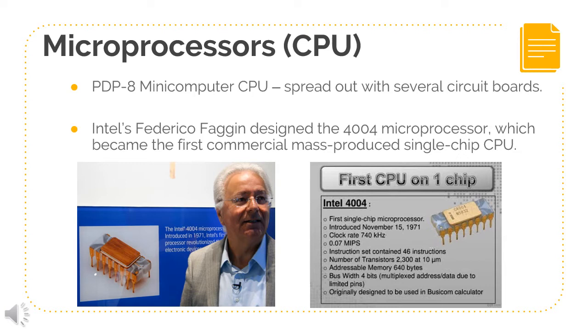As small as it was, the commercial PDP-8 minicomputer CPU was still spread out across several circuit boards crammed with individual integrated circuits. Intel's Federico Faggin designed the 4004 microprocessor, which became the first commercial mass-produced single-chip CPU. The 4004 is considered an oddity today because of its 4-bit data word. Its primary use was in desktop calculators. Nonetheless, it had the same memory addressing capability, 4096 bytes, as the PDP-8.